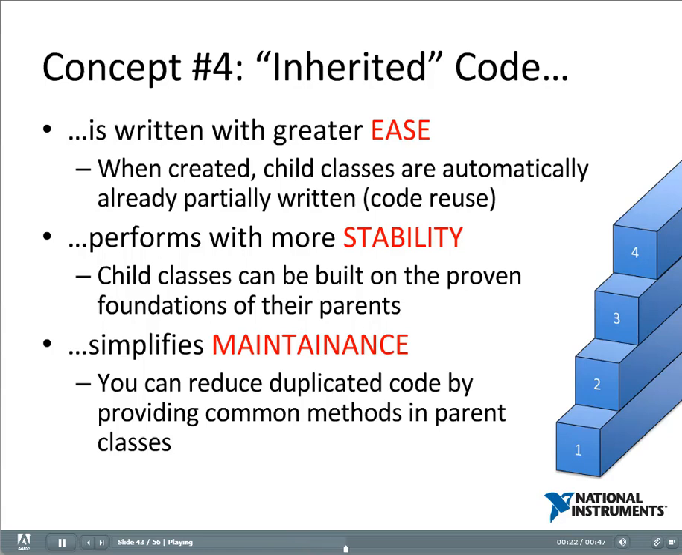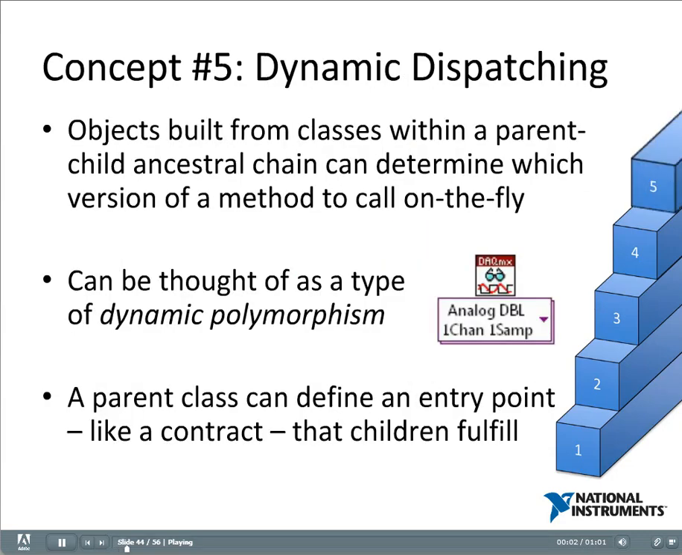It's performed more stably because if parent code has been tested and a child class simply reuses that parent code, you shouldn't need to retest that. And of course it simplifies maintenance because you can write code one single time and abstract the more common or more generic functionality to the parent classes, and that functionality can then be used in the child class simply because of inheritance.